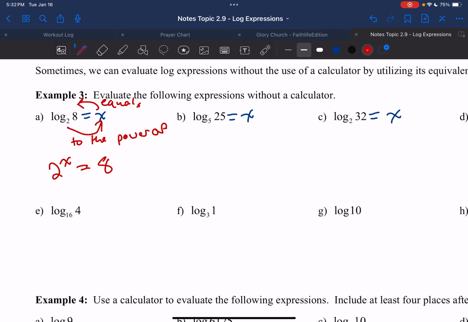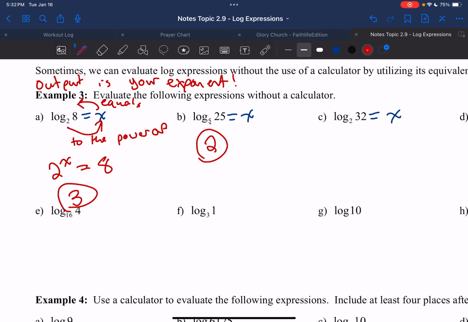So the output always is your exponent. Your output is your exponent. So 2 to the power of 3 is 8. So log base 2 of 8 is 3. Same way here. 5 to the what power equals 25. 5 squared, so that is 2.